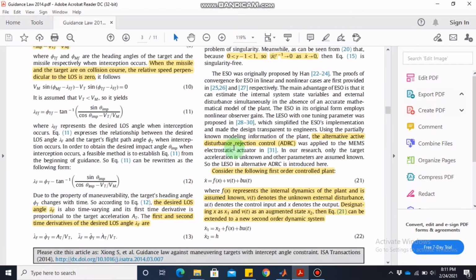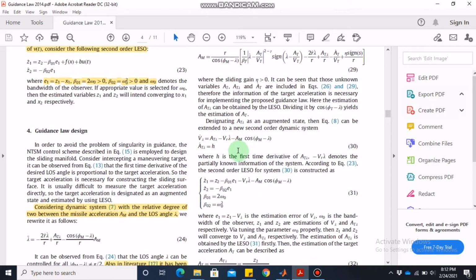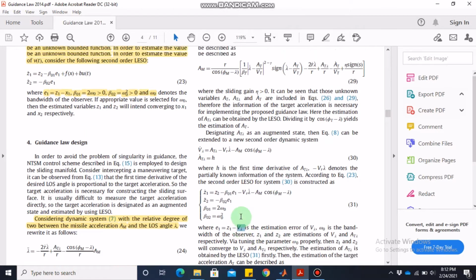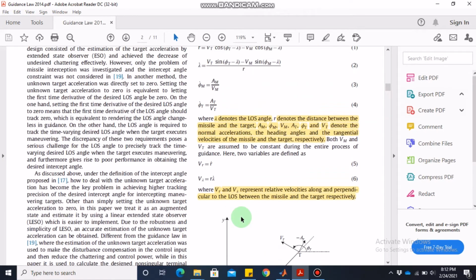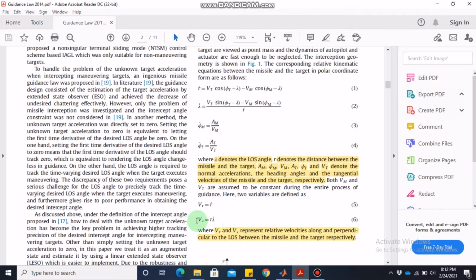So first of all, this is the observer, and this is the main equation, the generic equation of the observer, and this is the equation of the observer for the missile guidance system, where z1 dot is equal to z2 minus beta 01, which is just a parameter. So this v lambda is basically lambda dot times r. It is defined above. So we are estimating v lambda, r times lambda dot.